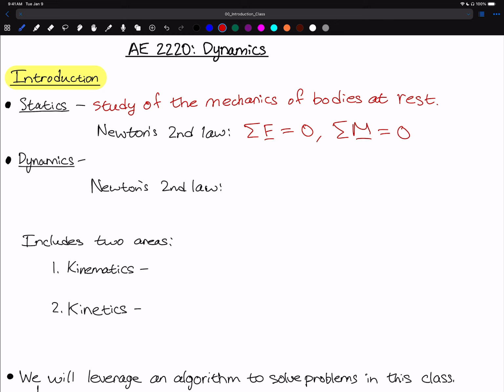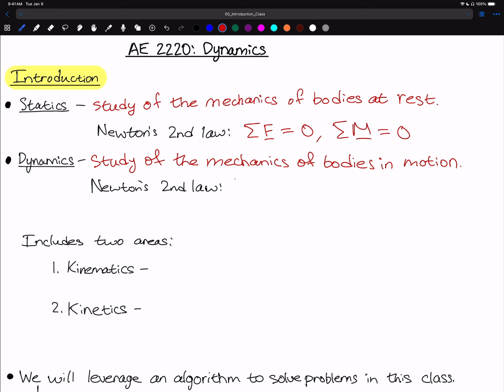In contrast, dynamics is the study of the mechanics of bodies in motion. So rather than being at rest, now we're going to deal with how the thing is moving, and we're going to want to understand that motion as well.